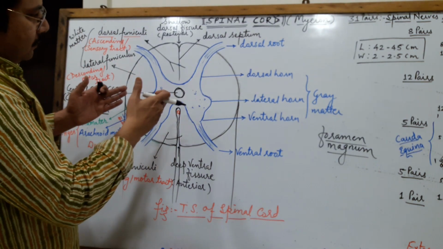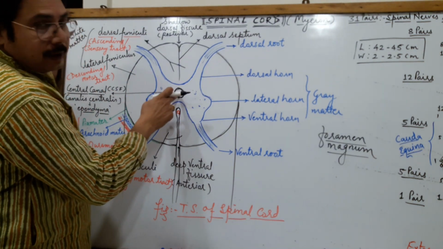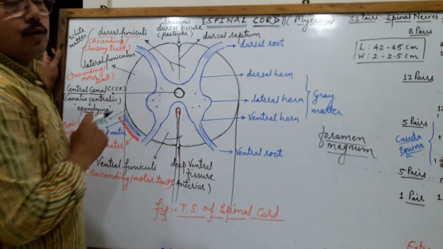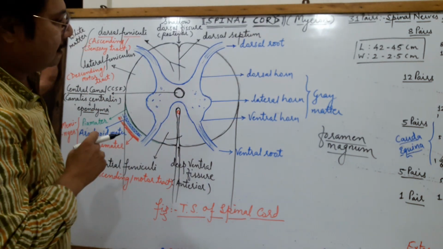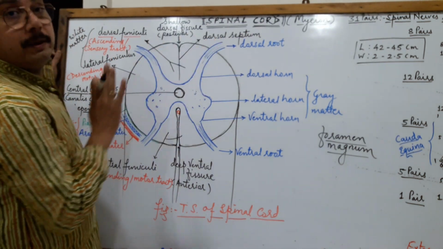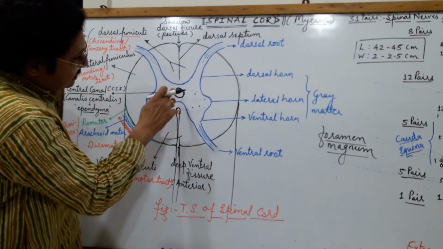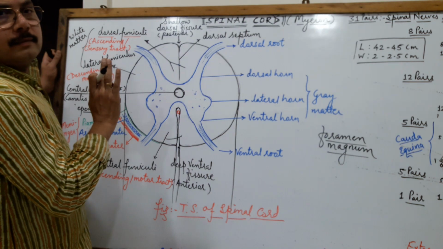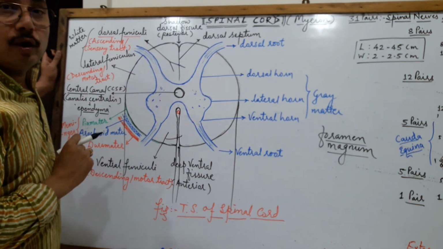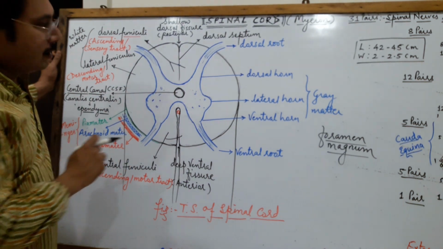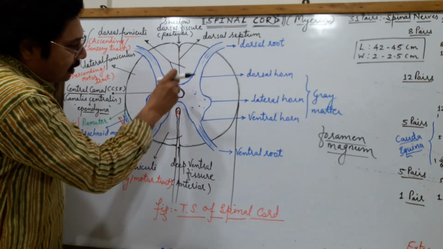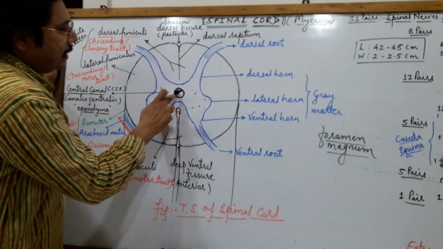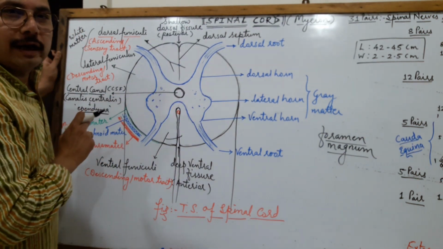Now when we observe exactly at the central place of the spinal cord, you know the spinal cord is a tubular, hollow structure, and the fourth ventricle of the medulla oblongata continues as the central canal of the spinal cord. The fourth ventricle of the medulla oblongata, that is the metacoel, continues as the central canal of the spinal cord, that is the canalis centralis.